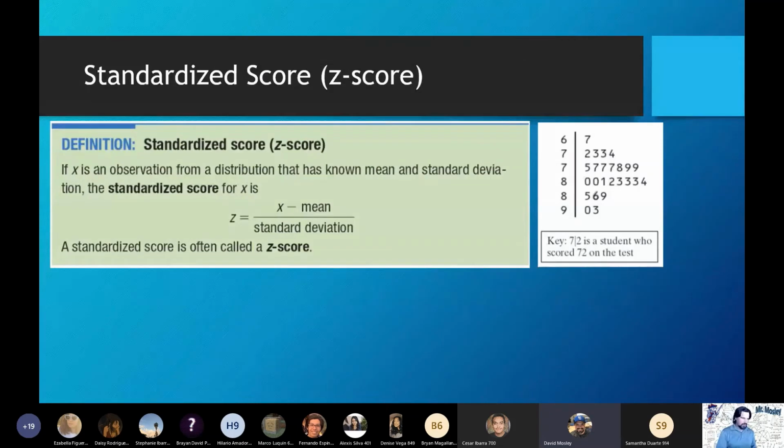Right? So let's write these things down. We have a mean, or an X bar, of 80. The average test score was 80. And the standard deviation, or S sub X, equals 6.07.